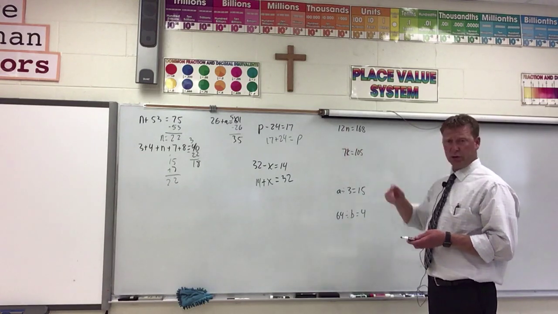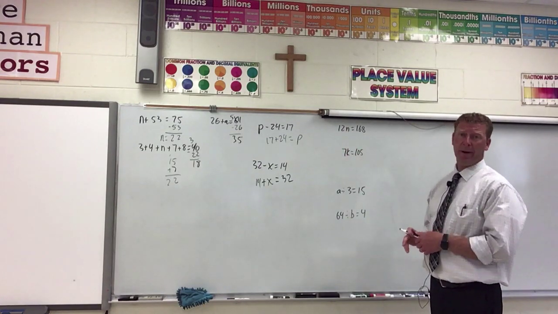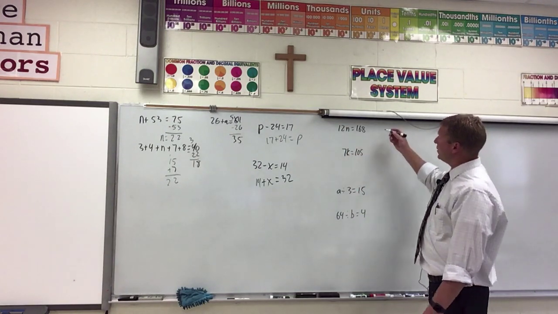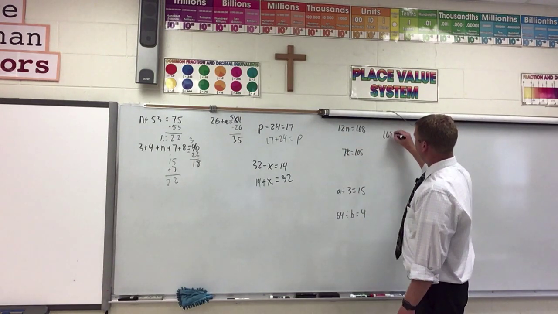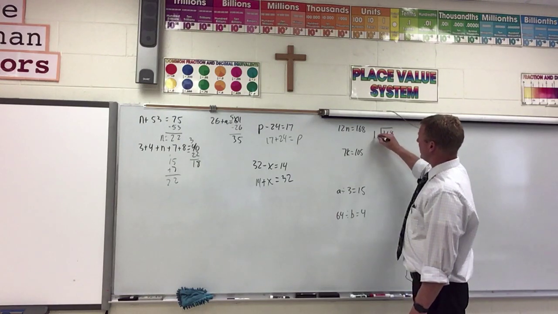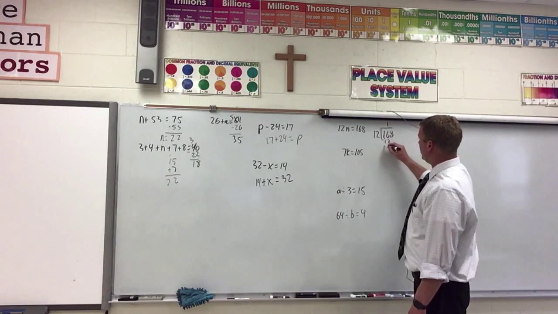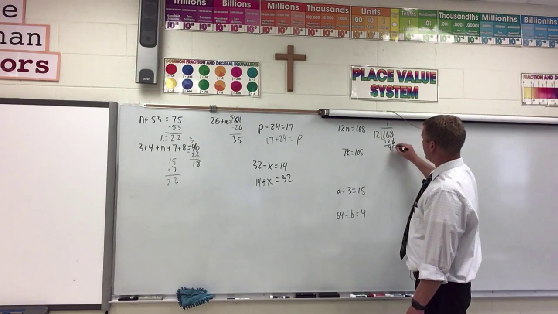So I have a letter next to a number. Goes back to lesson 1, reminding you that always means multiply. To solve it, we always divide. So I take example A, I put it in the box for myself, 168 divided by 12. 12 goes into 16 once, gives me a 12, subtract 4, bring down the 8.